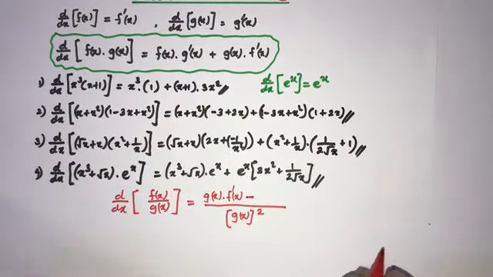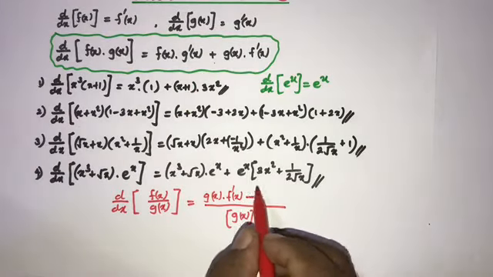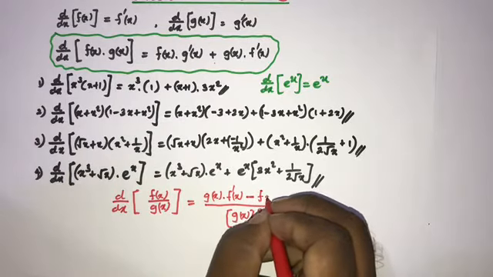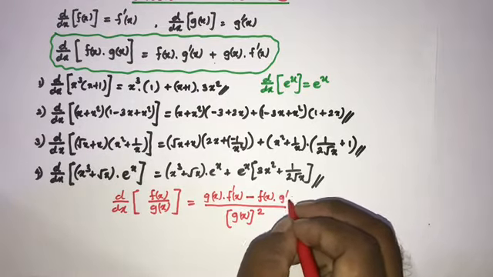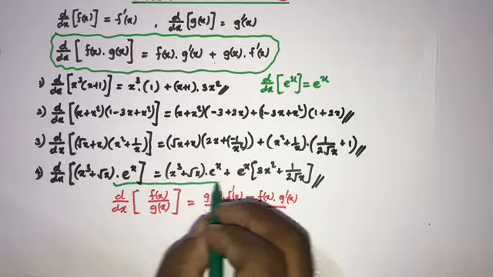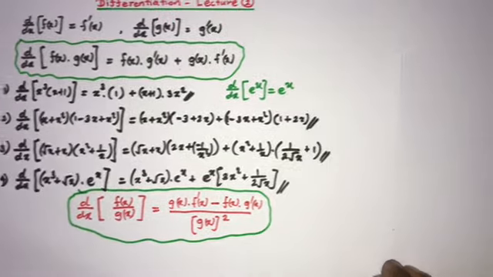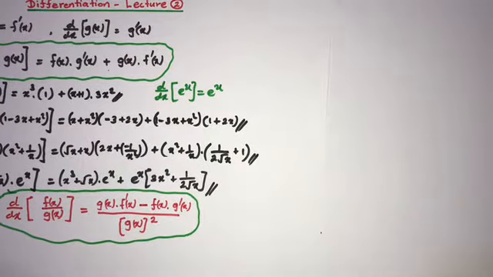First rewrite the denominator, then the derivative of the numerator, so f dash of x, then here definitely minus. In product rule we use the plus sign, here the minus sign, then rewrite the numerator, so f of x, then the derivative of the denominator, so g dash of x. Well, this is the quotient rule of differentiation.